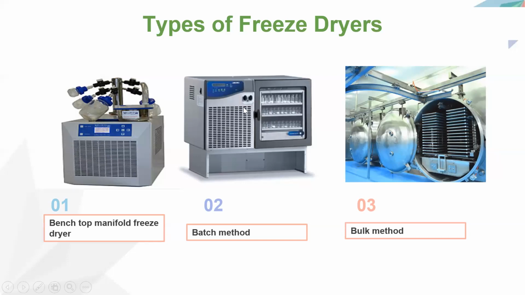The main disadvantage of this method is the difference in the heat input between the front and the back of the freeze dryer. This difference results in a difference in the drying rate and in the moisture content in the final product. This method is suitable for freeze drying proteins and biotechnology materials. The third method is the bulk method, which is suitable for freeze drying large quantities of pharmaceuticals and foods on a large scale, especially for materials that are not sensitive to atmospheric humidity.